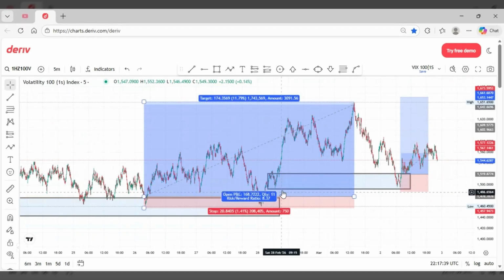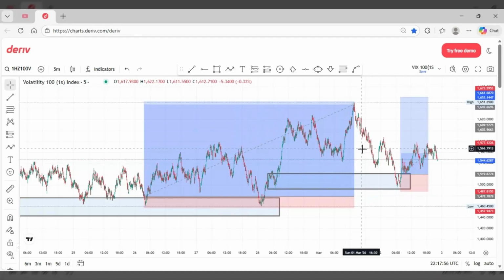That means if you are risking $1,000 here, you are making $8,000. If you're risking $10,000 here, you are making $80,000. And if you are risking $100,000, you are making $800,000 here. Now, what about this?